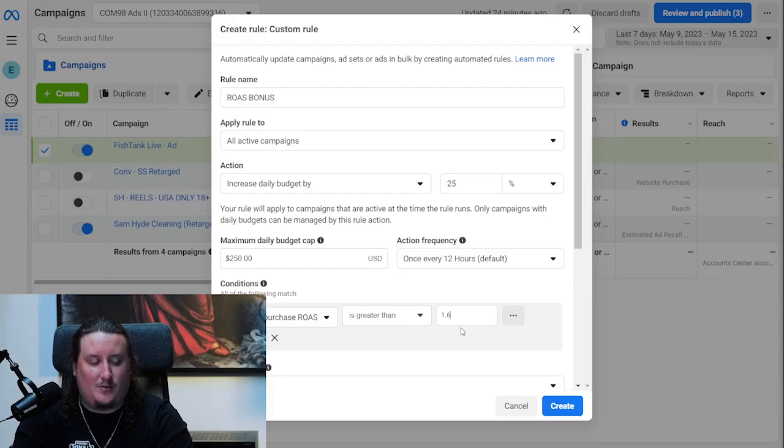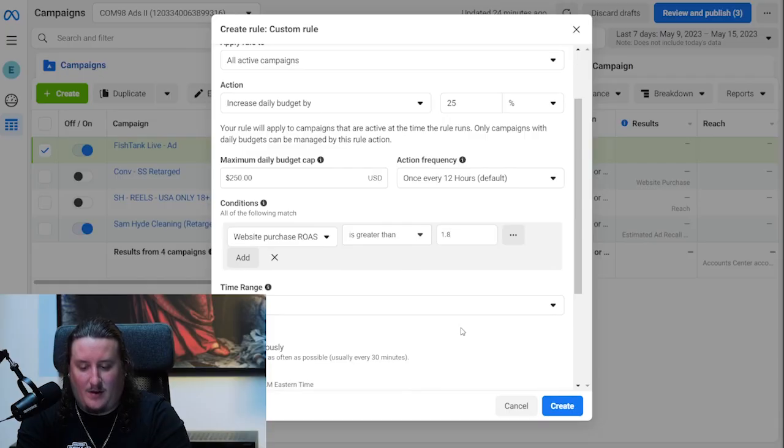At 1.6 ROAS, you're probably looking at 8 to 12% margins. At 1.8, you're probably looking at 15 to 18% margins, okay? If you want to be crazy, set it to 2. But most campaigns at scale aren't going to be getting 2x ROAS. They're going to be getting between 1.4 and 1.7. So let's go 1.8. Website purchase ROAS is greater than 1.8.